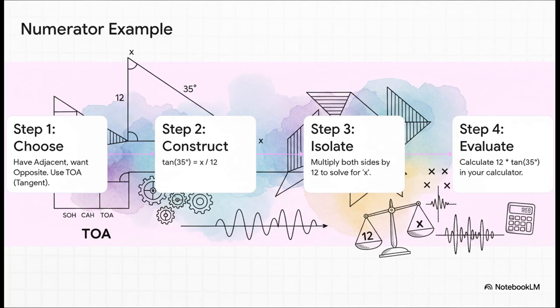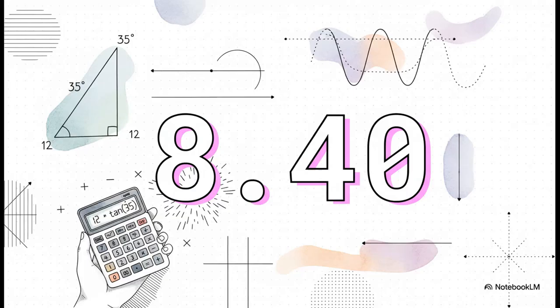Step 2, build the equation. Tan of 35 degrees equals opposite over adjacent, so tan of 35 degrees equals x divided by 12. And step 3, get x by itself. This is the easy part. You just multiply both sides by 12. A nice, clean, one-step solution. All right, now for the fun part. You punch 12 times the tangent of 35 into your calculator, and what do you get? 8.40. Just like that, you found the missing side.